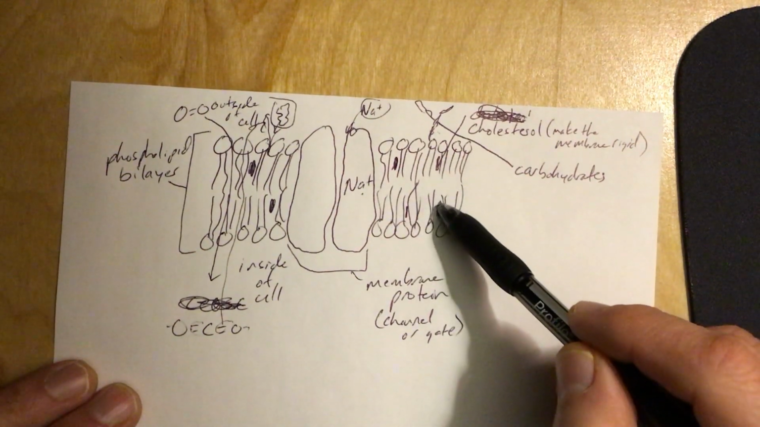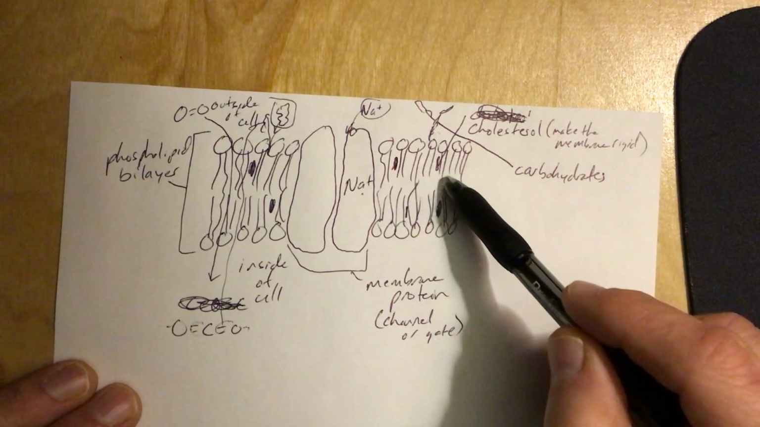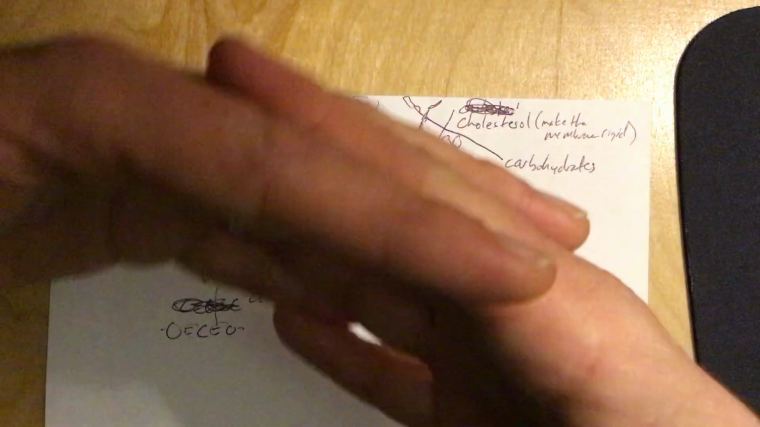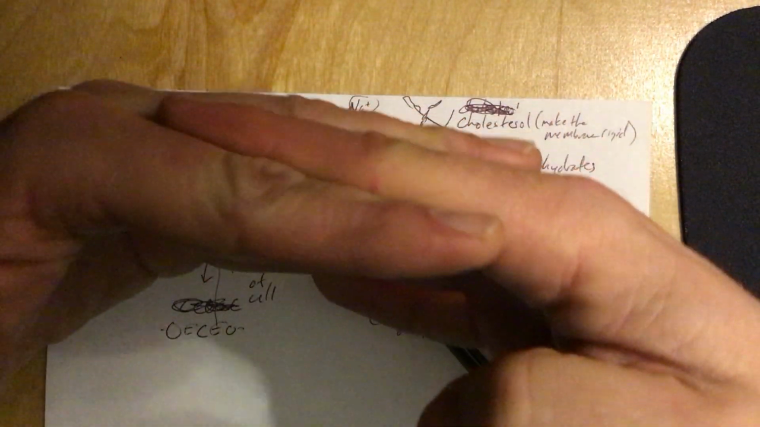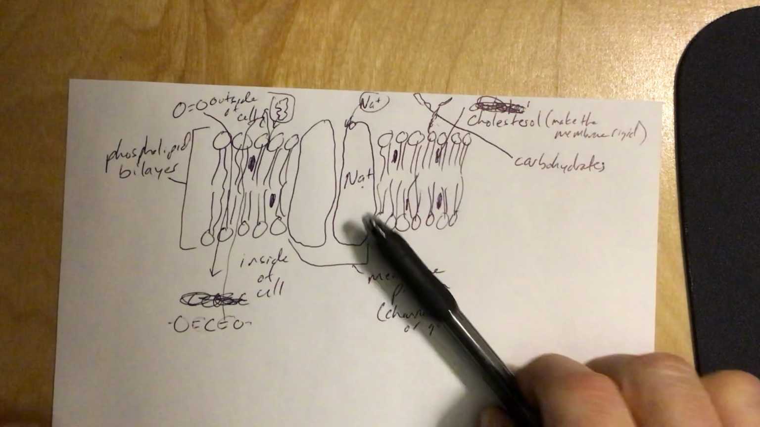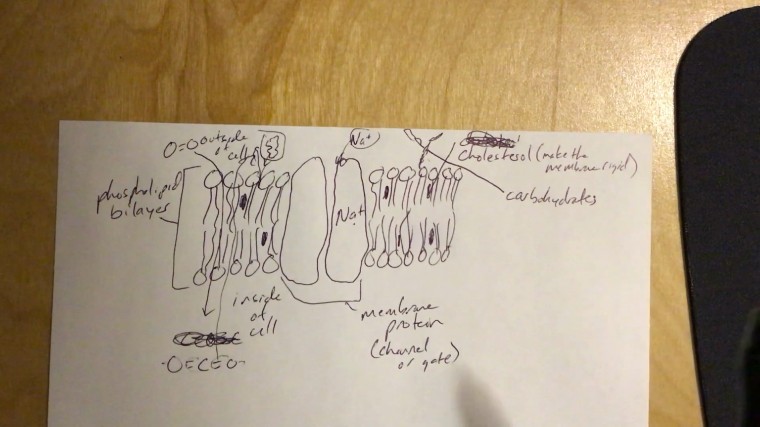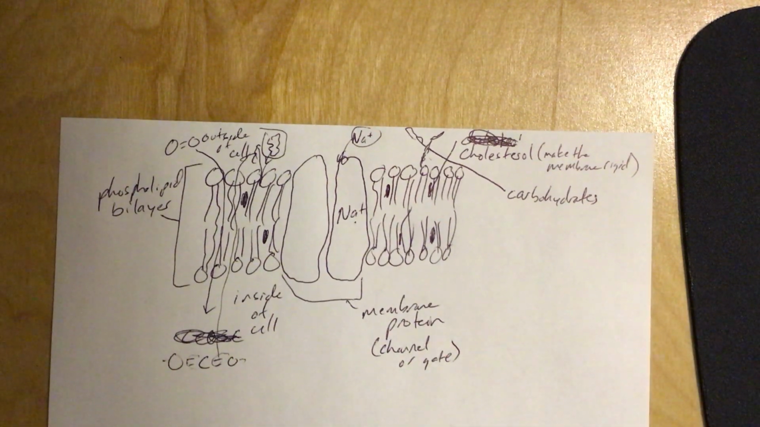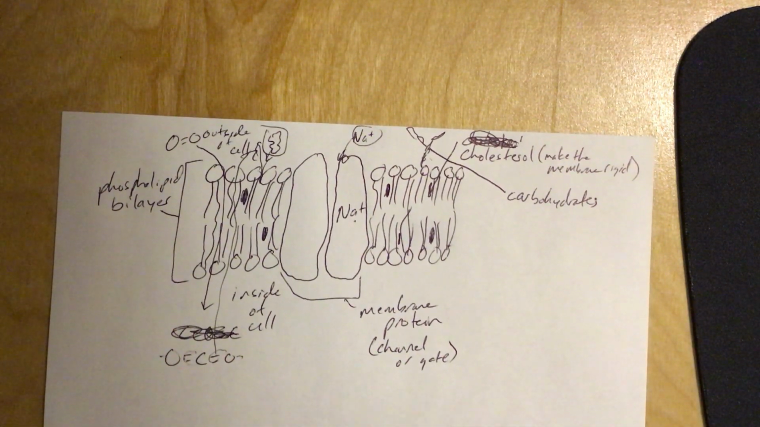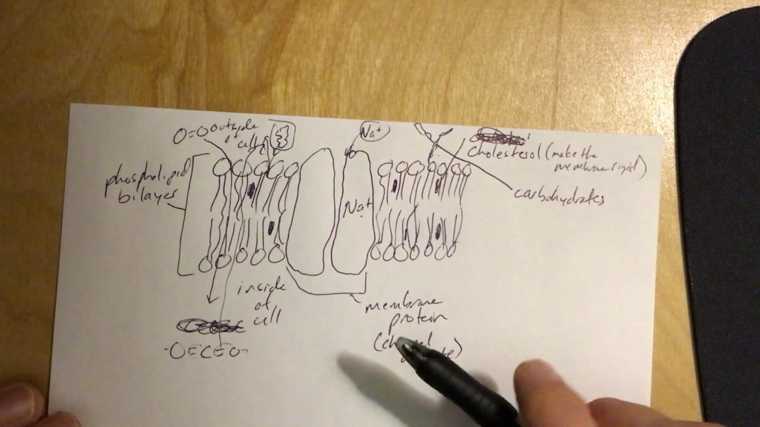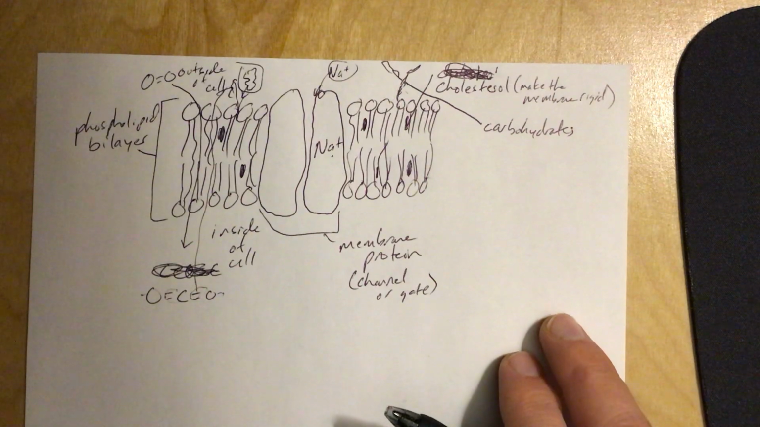Then cholesterol in here is making that membrane rigid, so it's not quite so flexible. It's going to have a little less bounce to it. And then carbohydrates can allow cells to stick together. It can also allow cells to receive messages or connect to or communicate with other cells. Okay, so that's really it.